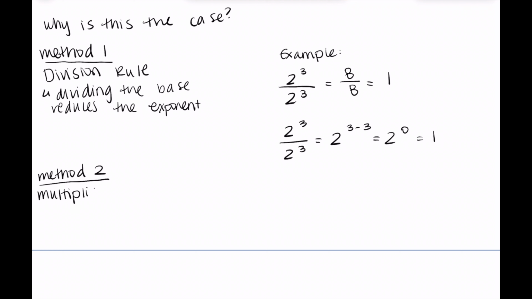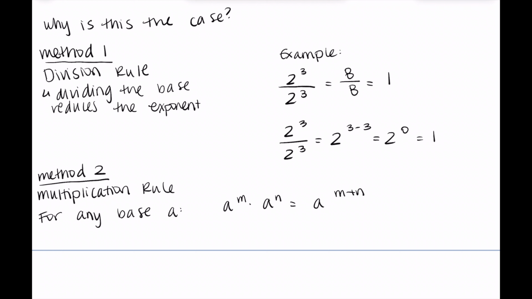For method 2, we will be using the multiplication rule. Again, we went over this in the last video. And for this explanation, it will be a little bit more general. So for any base a, just so we can apply this to anything, we know the multiplication rule: a to the m times a to the n equals a to the m plus n. So let's say for our purposes here that n is negative m. So let's say that that second exponent is negative m. We would then do a to the m times a to the negative m.